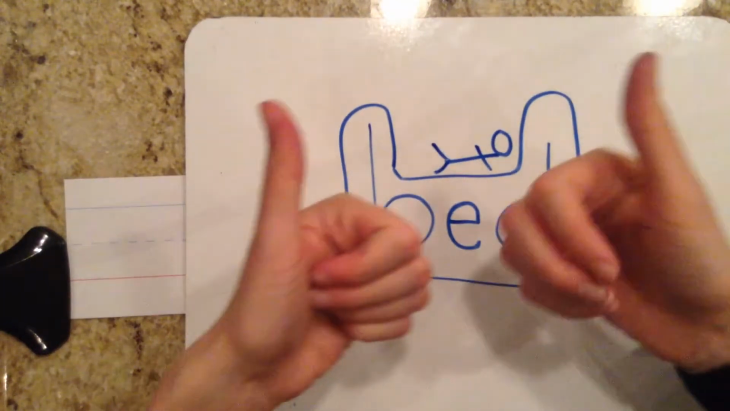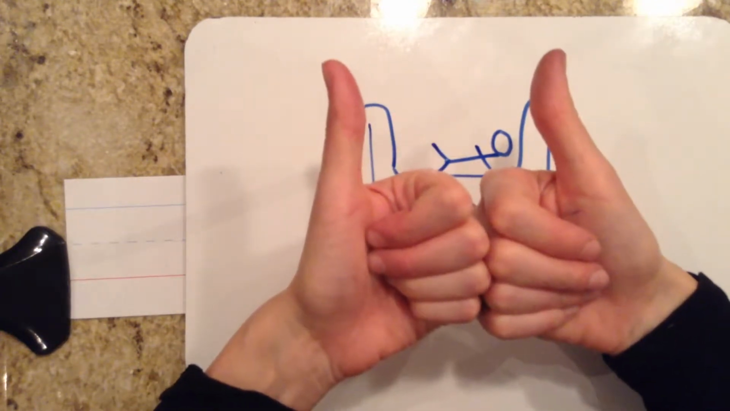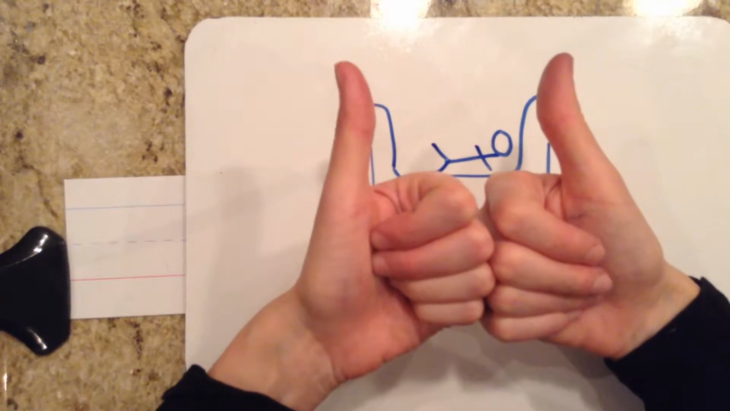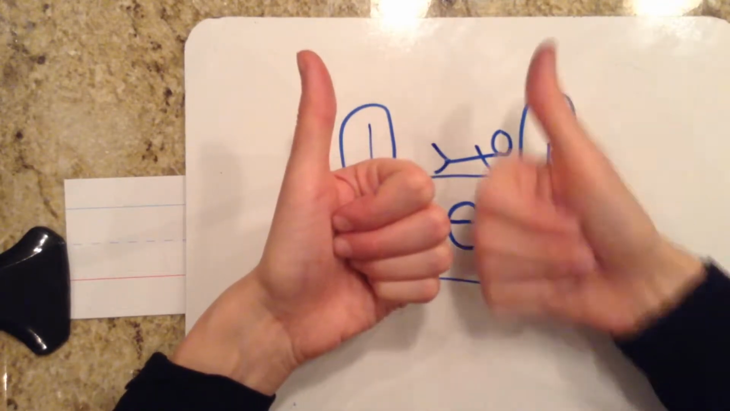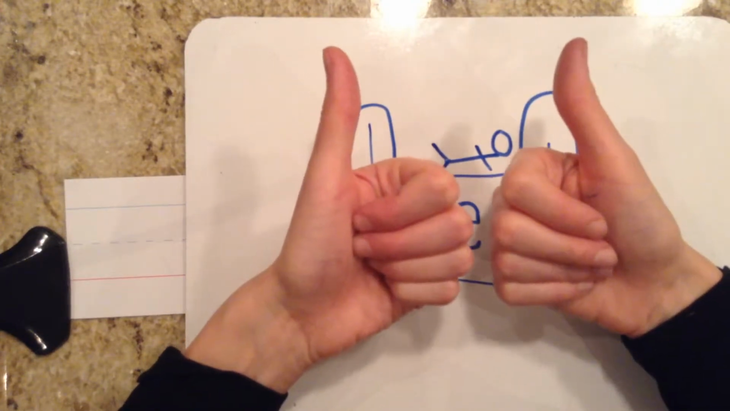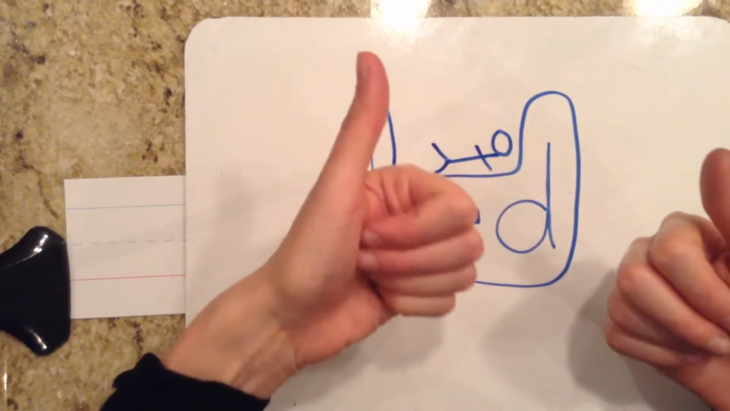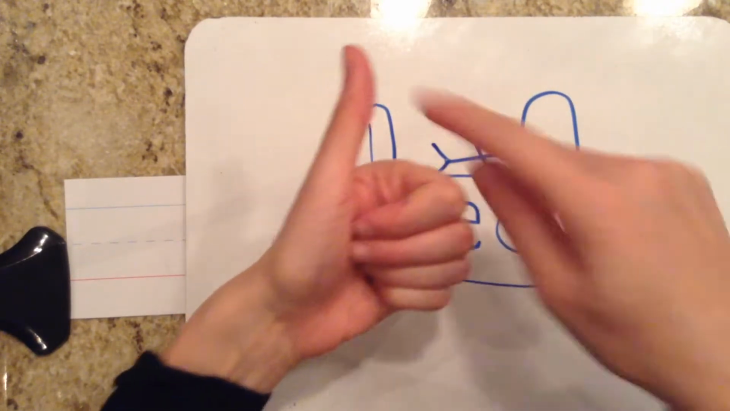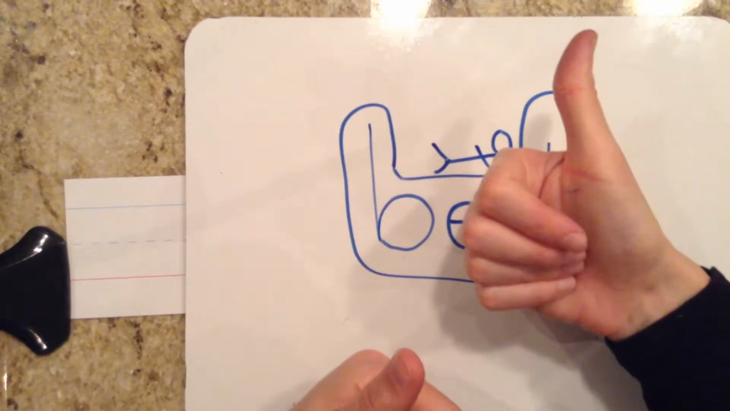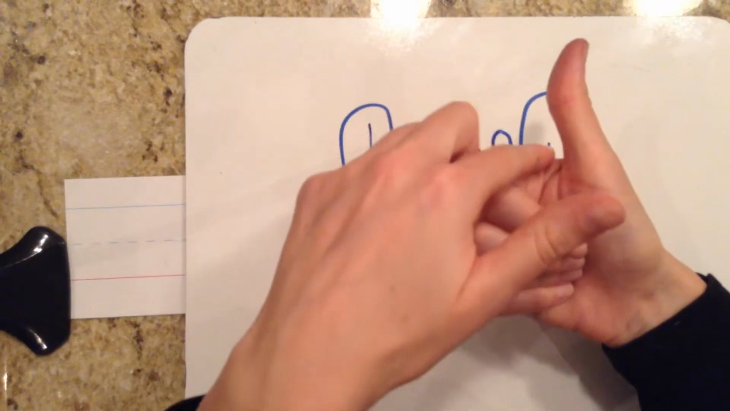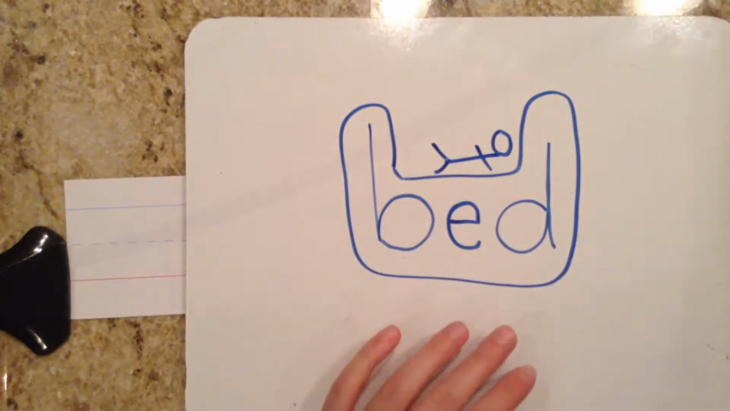Make that shape again with your hands. And now, if you say the word bed, you'll remind yourself which letter is B and which letter is D, like this. B. Ed. Do it again. B. Ed. The B in bed is for B, and the shape looks like that. And the D in bed is the D. The shape looks like this. So that's one way you can tell the difference between B and D.